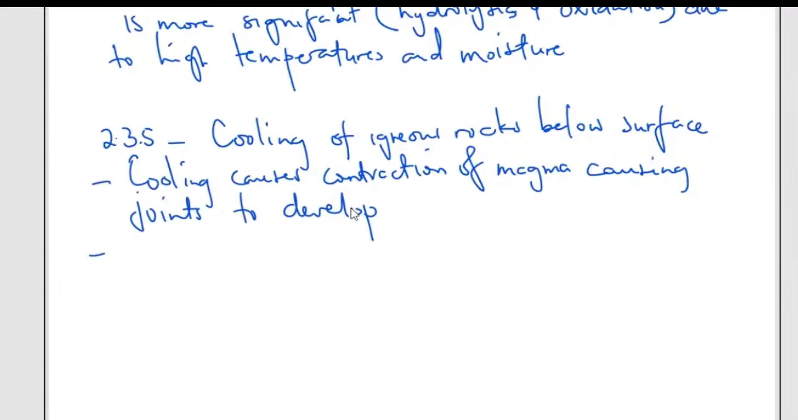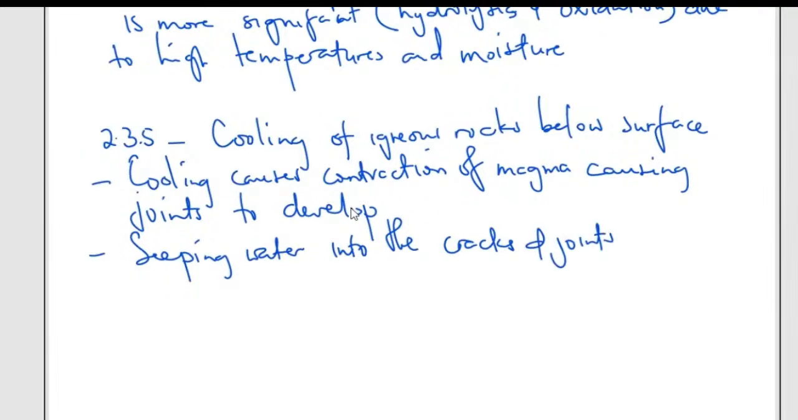Right, we are seeing the development of joints there. And then what is going to happen to the joints? We now have seeping water into the cracks and the joints. The joints were developed because of the cooling process, but now we have seeping water, which is now getting into contact with the intrusive feature. And now the water is seeping into the cracks and joints, and it results in weathering.